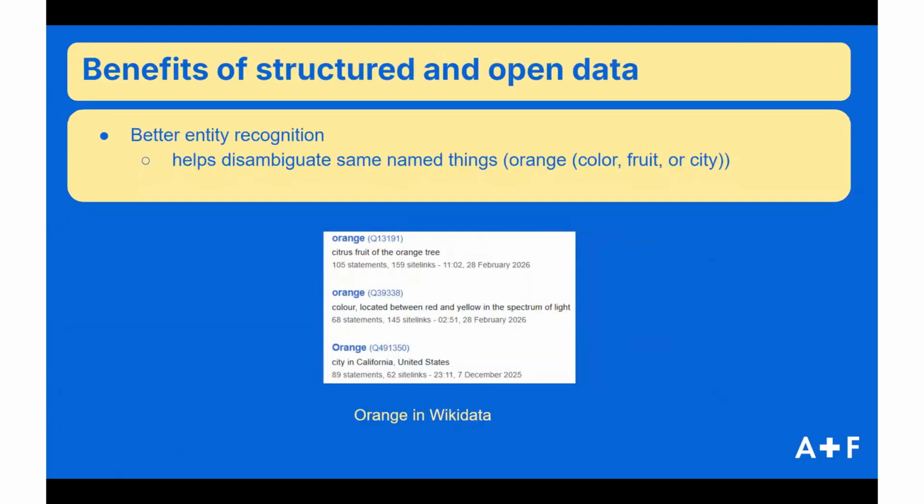Some of the benefits of linked open data and contributing to Wikidata include better entity recognition, allowing users, both machine and human, to better understand which entity or thing we are referring to. For example, people, places, or things that have the same name but mean different things, such as the word orange. Orange the color, orange the fruit, and orange the city in California all share the same name but are all given different IDs in Wikidata that help differentiate all things orange.